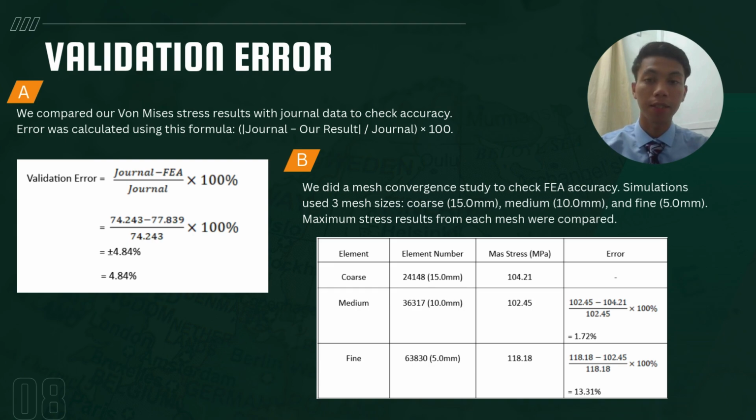Okay, now I will explain the validation error. We compare the equivalent von Mises stress result with journal data to check accuracy. Error was calculated using this formula: journal minus our result, over journal, multiplied by 100. We did a mesh convergence study to check FEA accuracy. The simulation uses three mesh levels: coarse, medium, and fine. The maximum stress result for each mesh we compare. You can see this table.